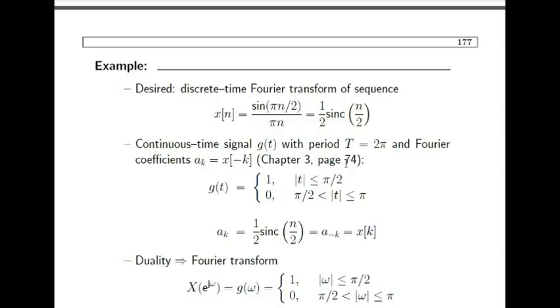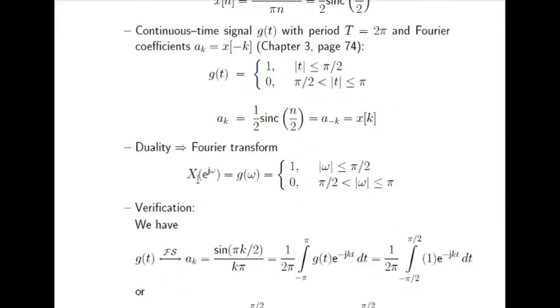Okay, so we have a continuous time signal g(t) with period T equals 2π and Fourier series coefficients a_k equal to x(−k). So g(t) will be 1 for |t| less than or equal to π/2. You can refer to that example in chapter 3, page 74. And a_k is (1/2) sinc(nπ/2), which is also equal to a(−k), and it is equal to x(k).